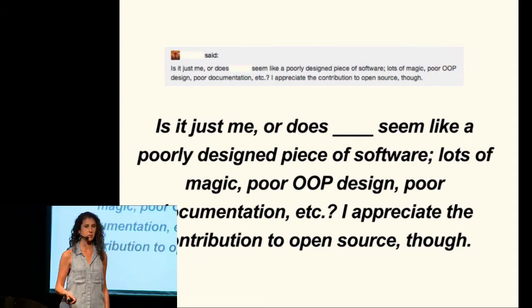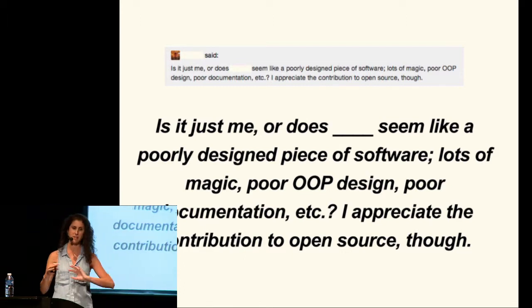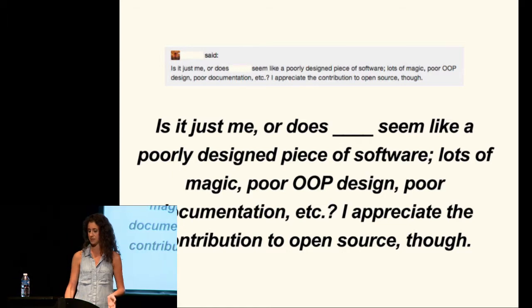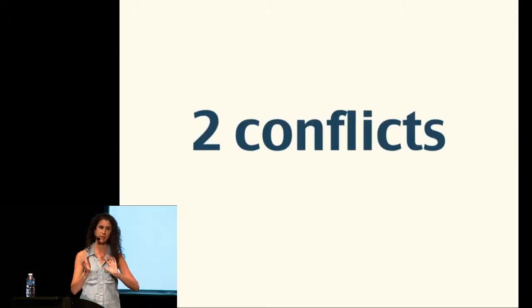But when they looked at the source code, or when they used it, they found the API to be sort of obscure and not accessible. There was a lot of magic going on in it, and it just wasn't really user-friendly. But people use it anyway, and they appreciate the contribution. It's just that they have these other expectations for the code that they're using. And so when thinking about building an API and what those expectations are, you might have felt two different conflicts as an API maintainer.